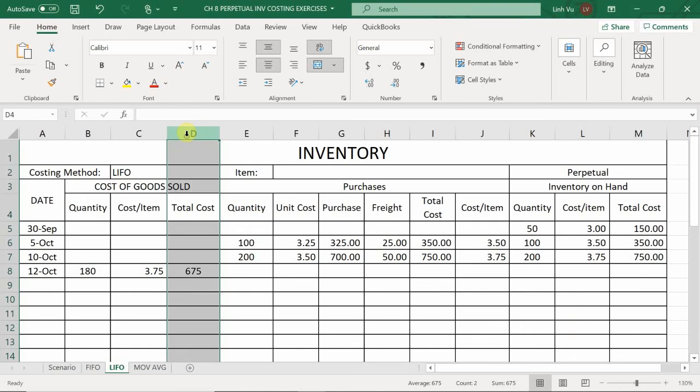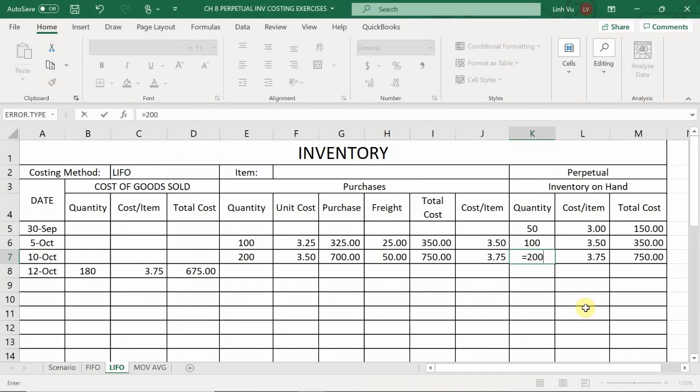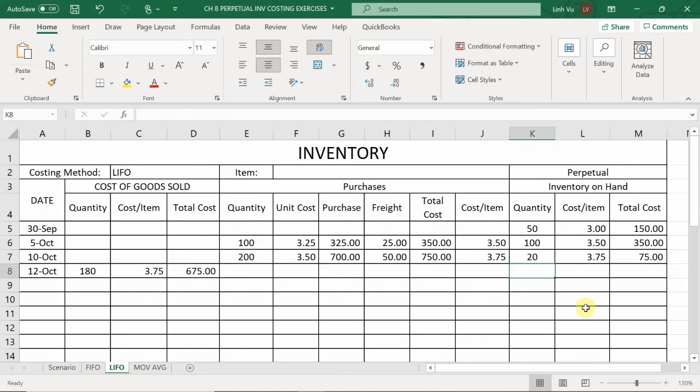Adjust our inventory. So we have 200 and we sold 180. So we have 20 left over at $3.75 each for a total of $75. Perfect. Okay. Good.